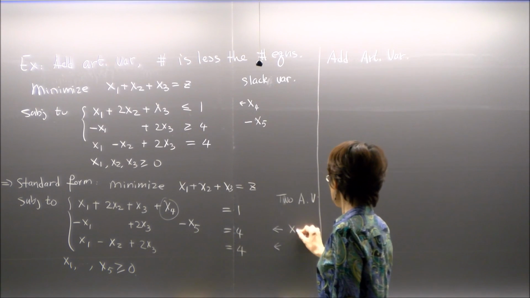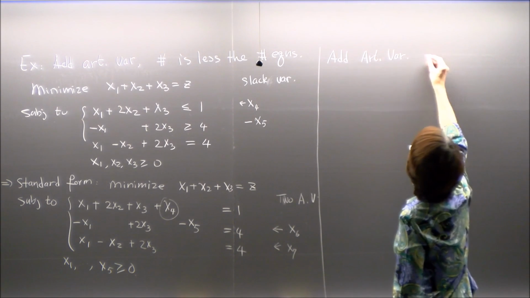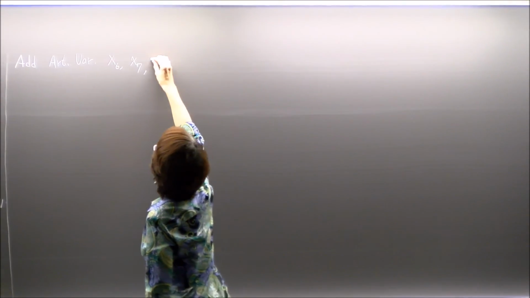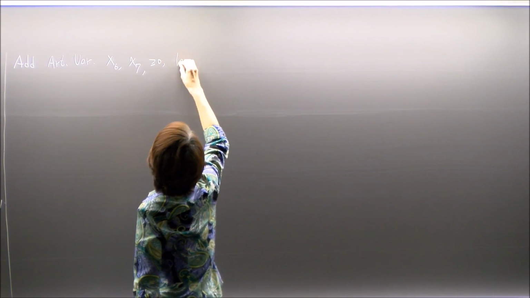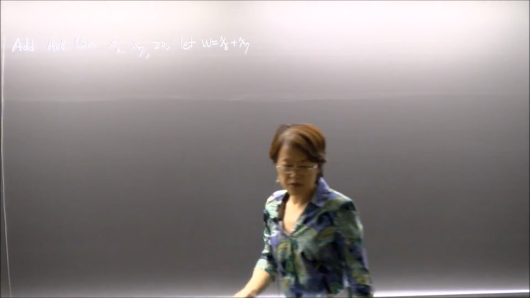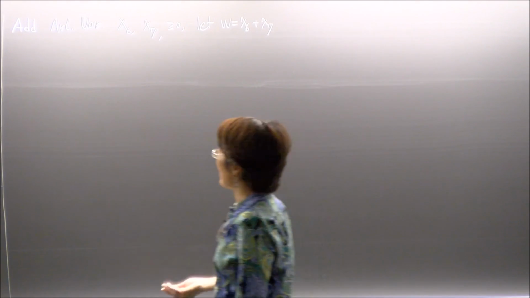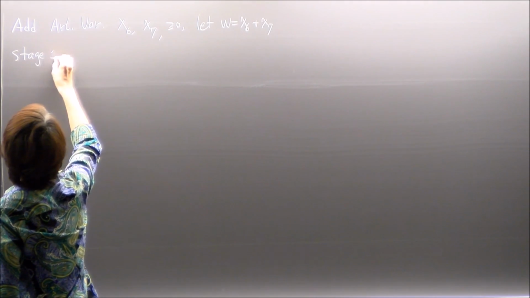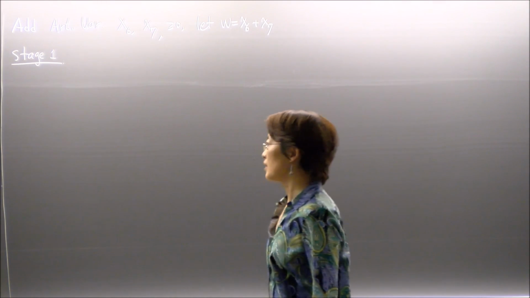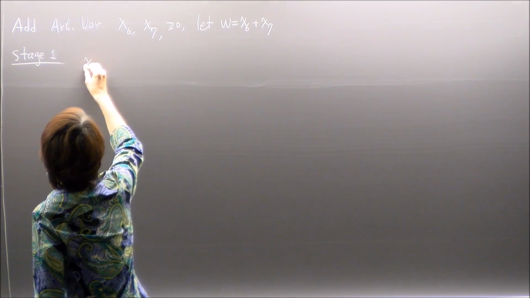So I will be using x6 and x7. Okay? So let's see. Add artificial variables x6 and x7. Okay? They're all bigger than or equal to 0. And I would introduce w to be the sum of these. Okay? And then I will rewrite now. Now I enter stage 1. Let's write it up. Stage 1, I will try to minimize w. But let's write the whole thing down in this tabular form that eventually we'll give to the software.